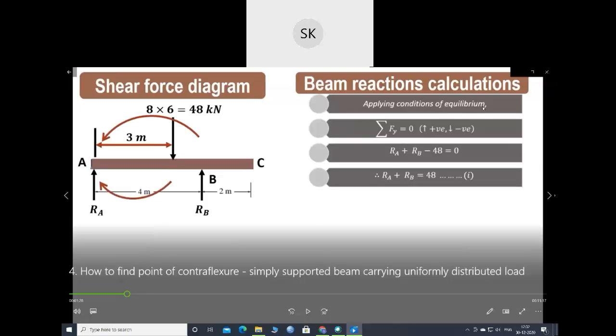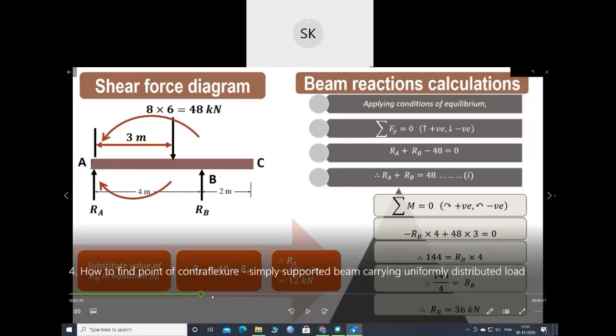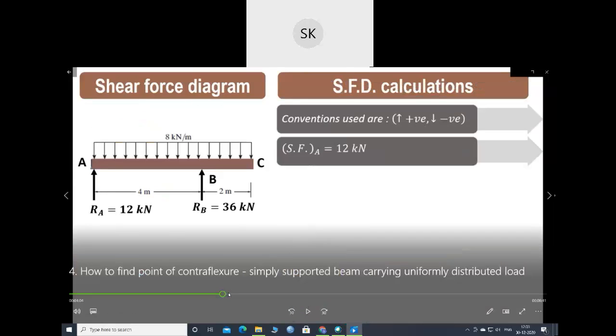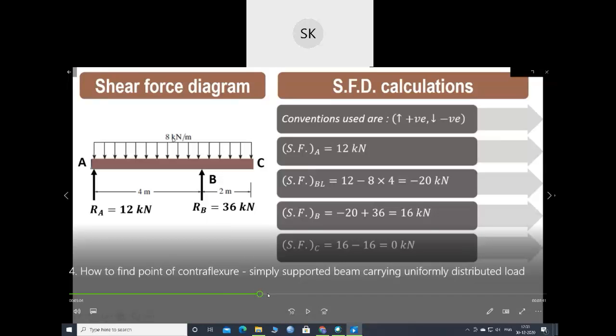Okay, now by using equilibrium equations, they have found out the RA and RB. Okay, by using summation of all the vertical forces and moments, they have found out the RA and RB. So that will be your first step. Okay. So after finding out the support reaction, they have found out the shear force at different points. The procedure will be same. Okay, this is the shear force diagram for this kind of beam.